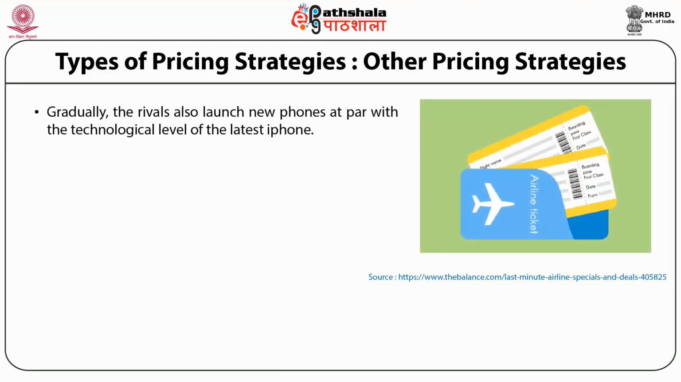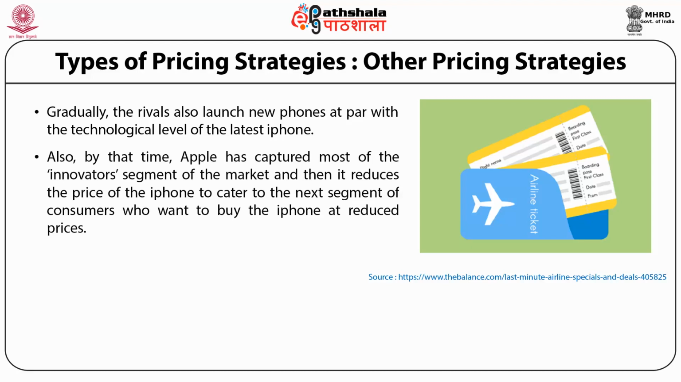Gradually, the rivals also launch new phones at par with the technological level of the latest iPhone. Also, by that time, Apple has captured most of the innovator segment of the market, and then it reduces the price of the iPhone to cater to the next segment of consumers who want to buy the iPhone at reduced prices.